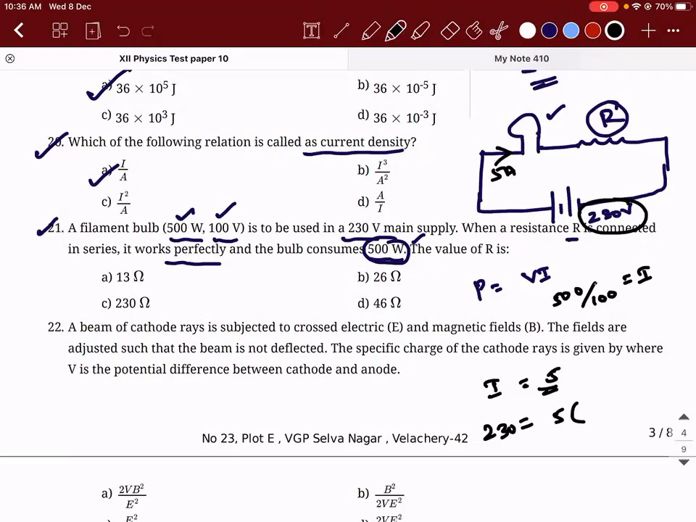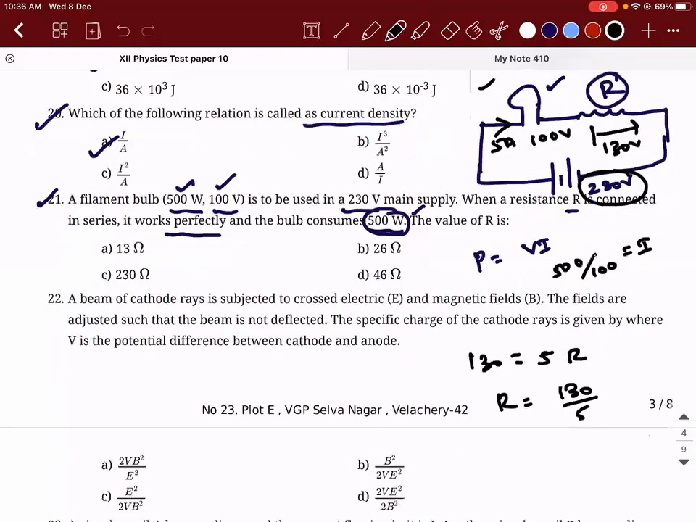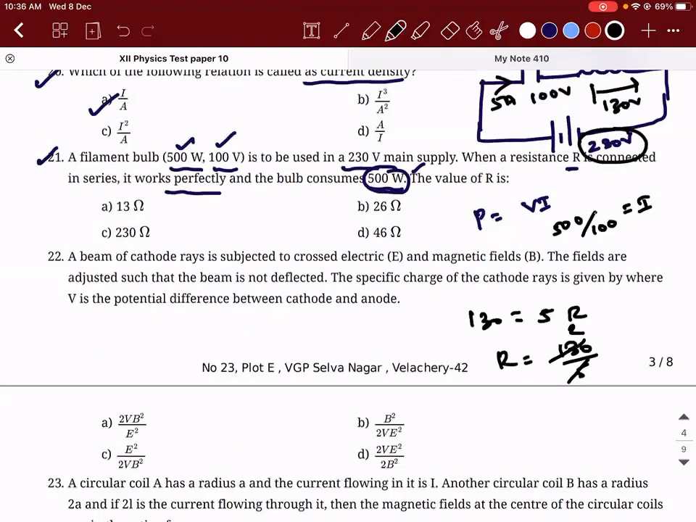Can I make it R only, sir? No, it is not R, it is R plus the resistance of the bulb, but I can make it simple. When 100 volt is being consumed here out of 230, the remaining voltage that will get consumed is 130 volt. So can I say 130 is equal to I into capital R? Now it makes sense. The current flowing, since it is a series circuit, is 5 ampere, so 5 into R. R will be equal to 130 divided by 5. How much is the answer? 26 ohms.